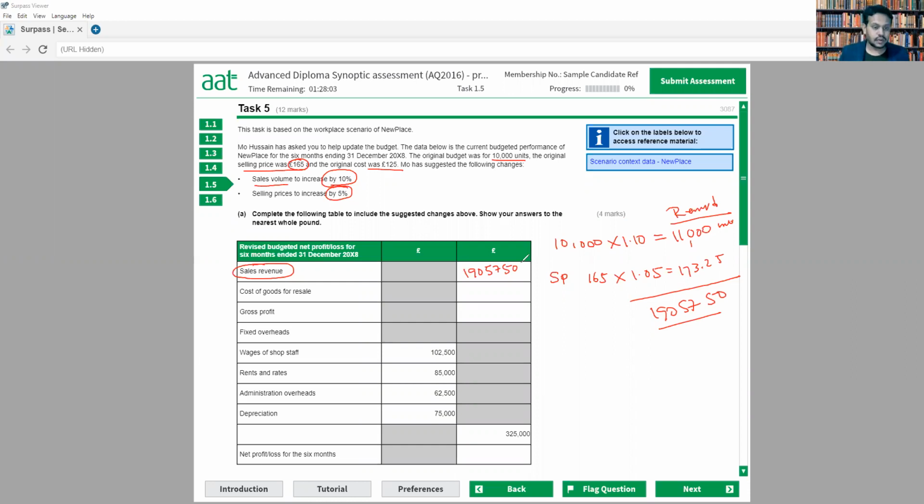The next one we have is the cost of goods sold. How much will be the new cost of goods sold? Before, they said the original cost is 125 per unit. So we have a new revised unit of 11,000 that we calculated before, because it will be increased by 10%. So 11,000 times the cost per unit of 125. Let's see how much it is here. 11,000 times 125 gives me 137,000.